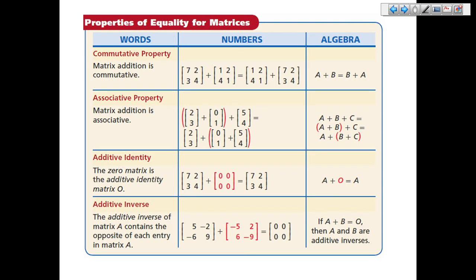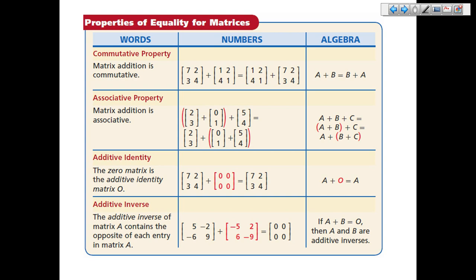Now, here's some properties of equality for matrices. Matrix addition is commutative. That means that if we go A plus B, it's the same as B plus A, provided we can add them. We can associate matrices when we're adding. And there's this thing called the additive identity. It's what is often referred to as the zero matrix.